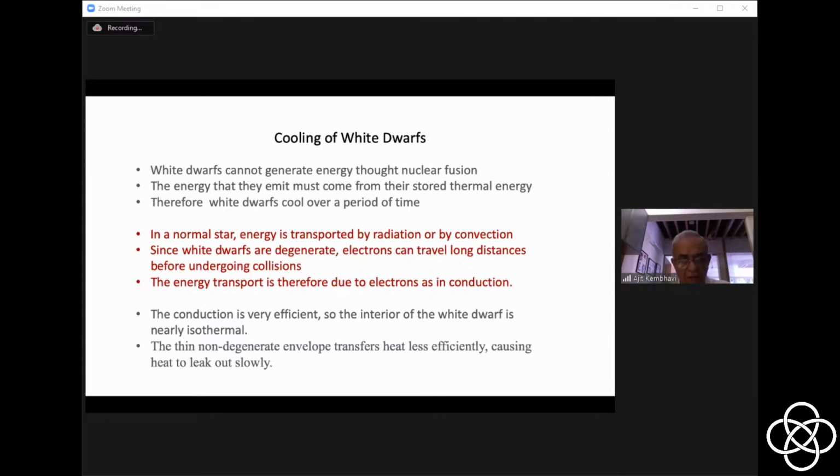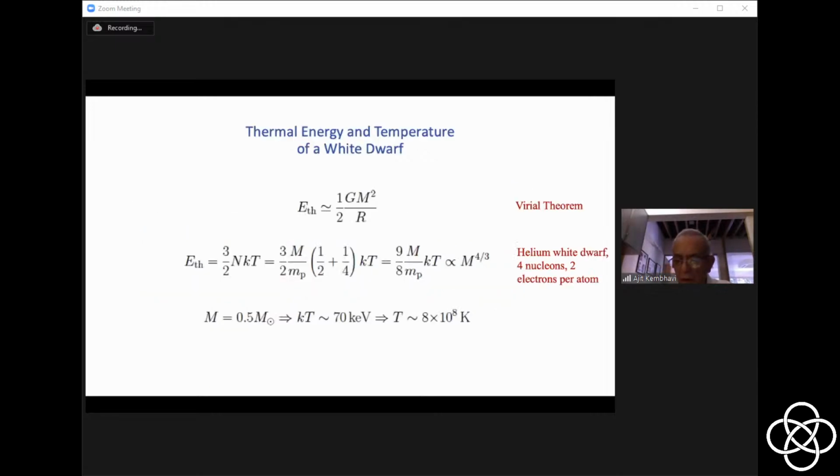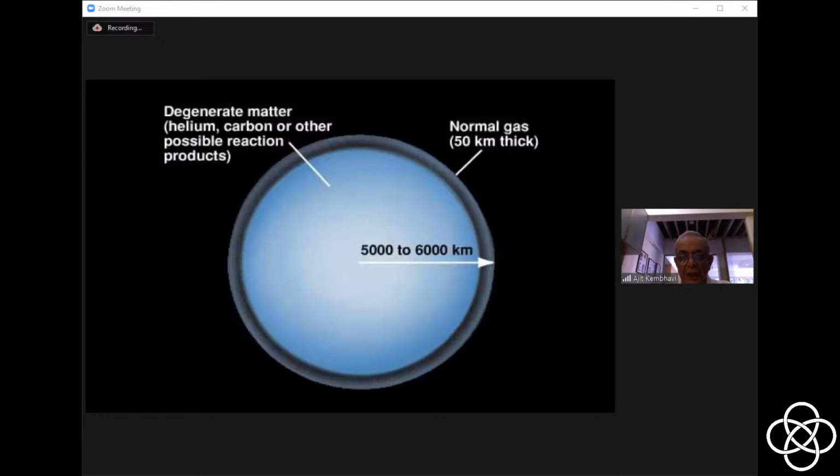Now, once you have a white dwarf, the situation is quite different. First of all, there is no nuclear fusion, because all the fusion which can take place has already been finished. So there is stored energy. Where does the stored energy come from? It comes from the fact that when you get a collapse, you are releasing gravitational energy. The gravitational energy is minus GM squared by R, so the plus part of it, GM squared by R, is released, and that heats up the object. So now you've got a hot object sitting here, which will radiate.